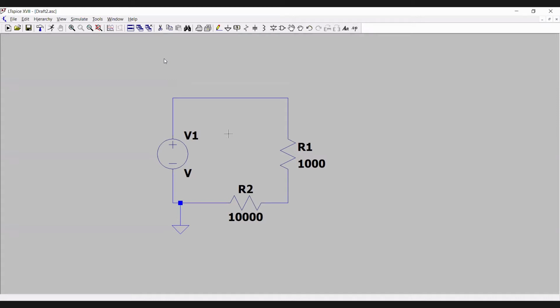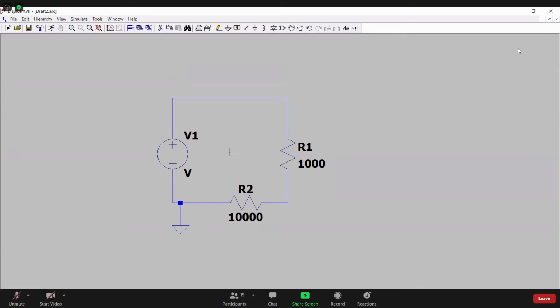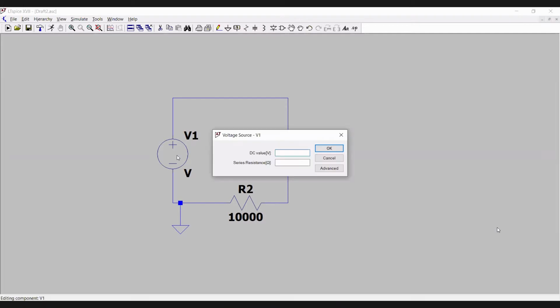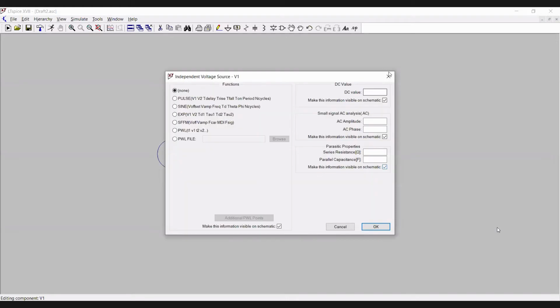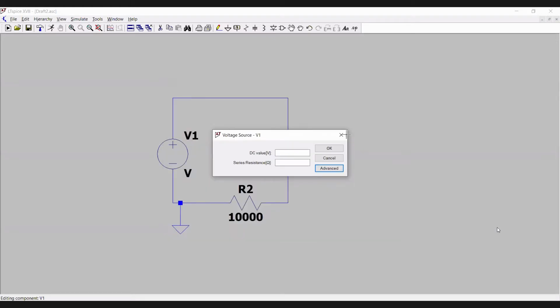Now for the voltage, how do you actually input the necessary parameters here so that you would be getting a sine function as a source, or a sinusoid as a source? So we right click and then you press advanced. Okay, so let me do that again. Right click and then press advanced.